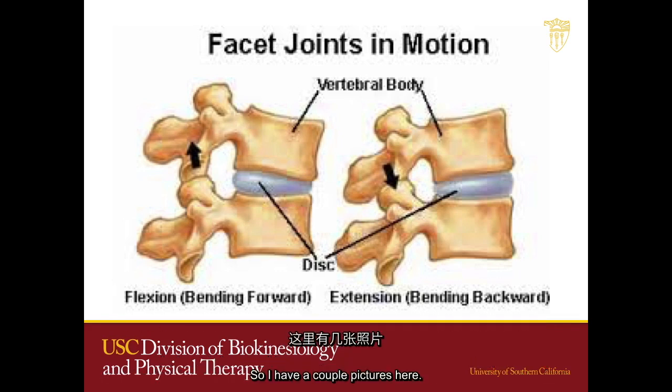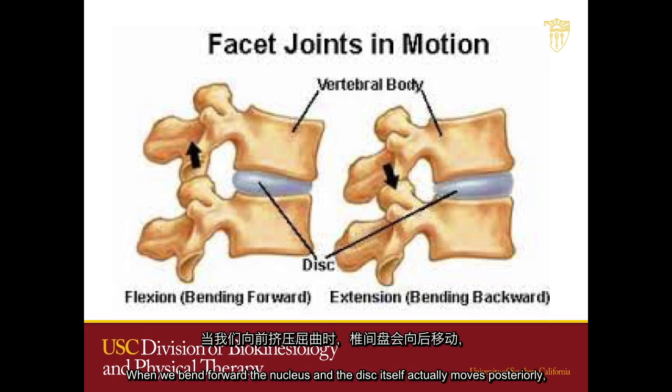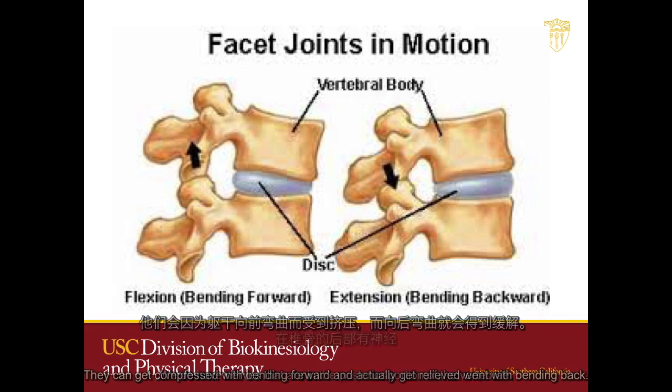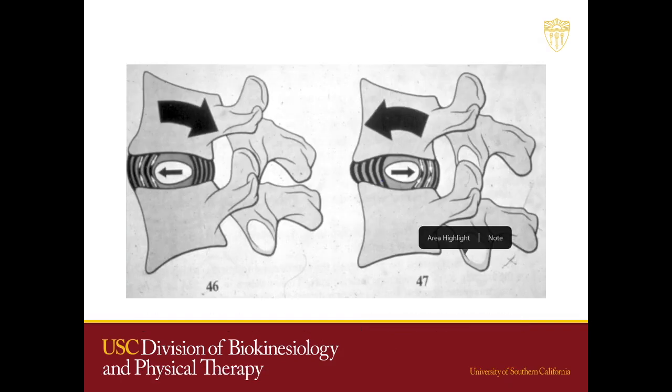I have a couple of pictures here. This first one shows how, when we bend forward, the nucleus and the disc itself actually moves posteriorly, and when we bend back, it moves anteriorly. That's important because we have nerve roots, nerves that are in the posterior portion of the vertebrae, that can get compressed with bending forward and actually get relieved with bending back.